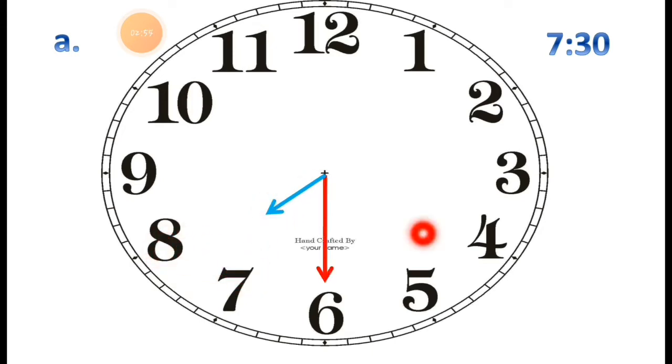And the next hand, you can see it is 30 minutes. The minute hand shows 30 minutes, so it is exactly pointing to 6. You can see this. Where is it pointing? It is exactly pointing to 6. And the hour hand is pointing between 7 and 8, near 7 but between 7 and 8. These hands show 7:30 in this clock.